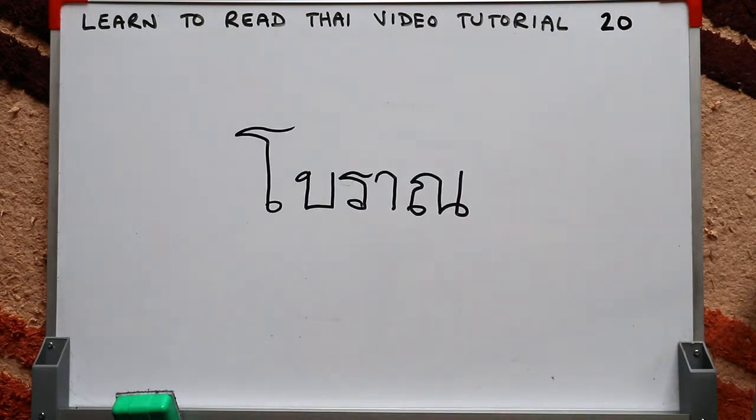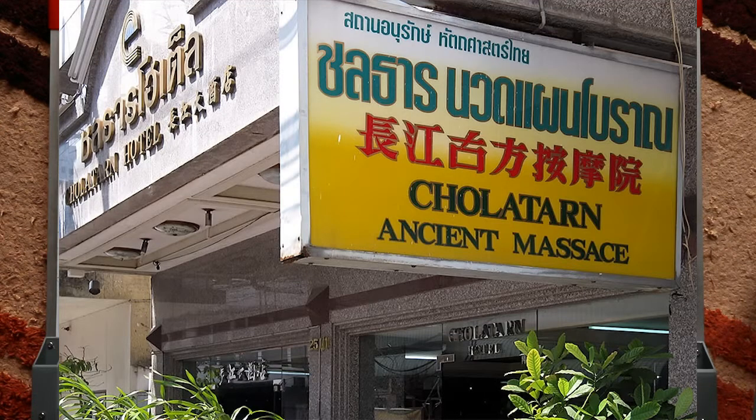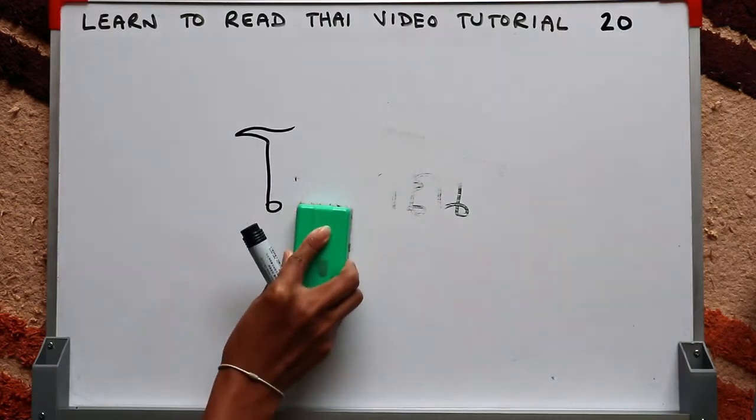โบราณ. That word means ancient, and places where I see it, like coffee shops, if they sell the old style of Thai coffee, gafe boran. Ice cream, there's a sort of traditional style of Thai ice cream, ice cream boran, and in some massage shops, because the art of Thai massage is very old, so they often describe it as nuat boran.